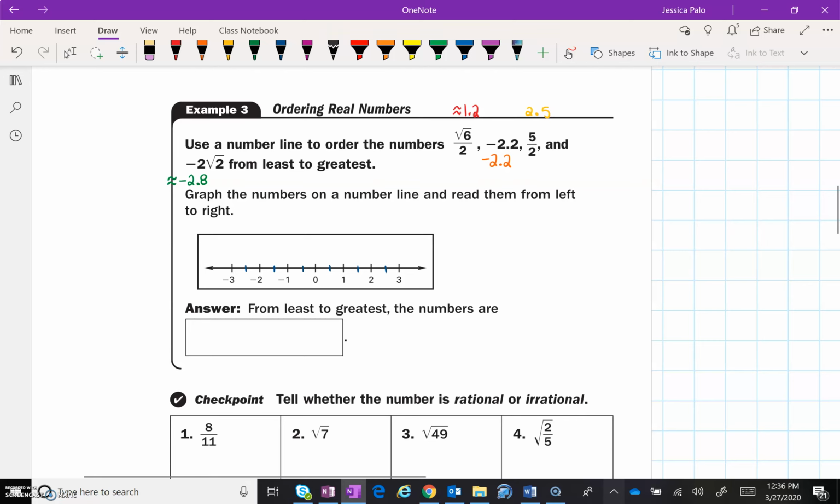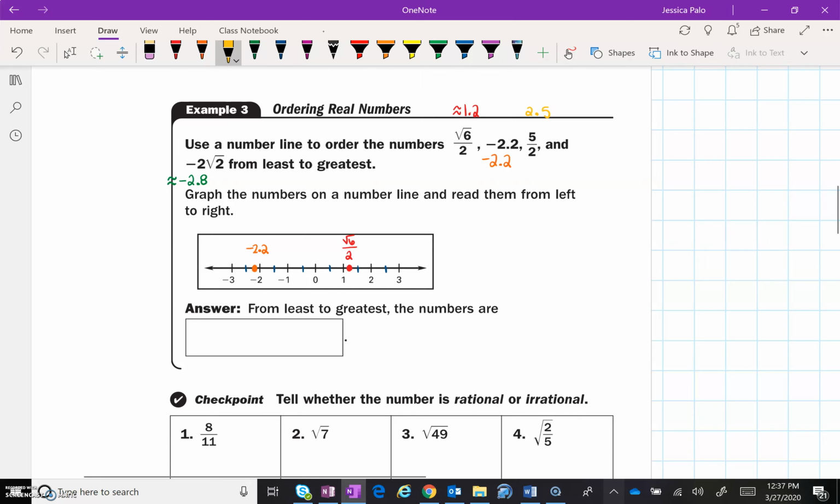Now let's graph these numbers on the number line. Approximately 1.2. So we're going to go to 1, and I labeled the halves. So right here in this blue line is 1.5. So we know 1.2 is a little bit less than 1.25, so we're going to do it approximately right there, and we're going to label this radical 6 over 2. Now we have negative 2.2. Negative 2, here's negative 2.5, so we know negative 2.2 is going to be about right here. Label that negative 2.2.